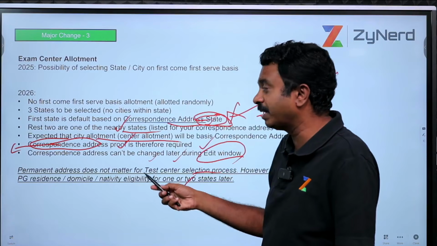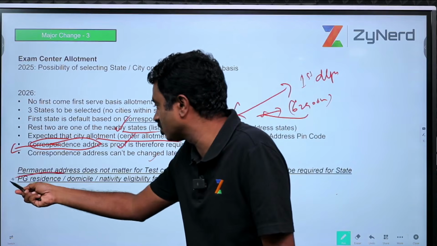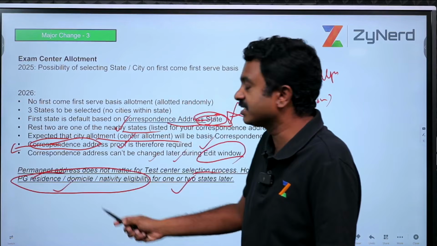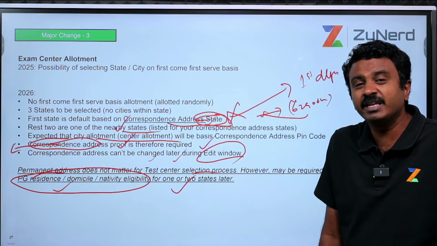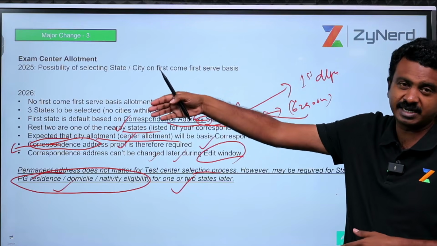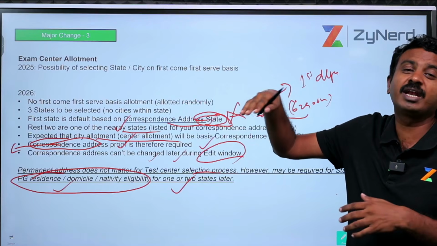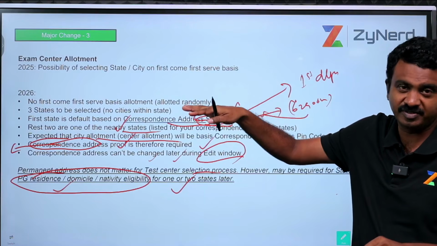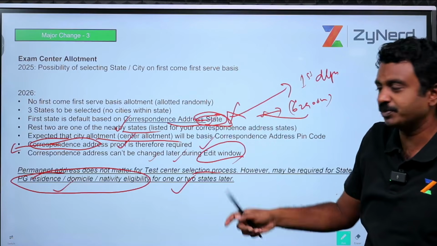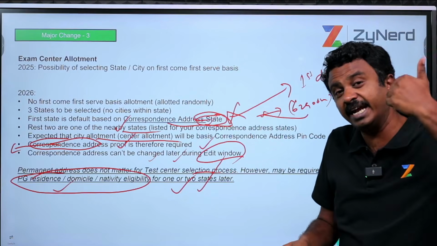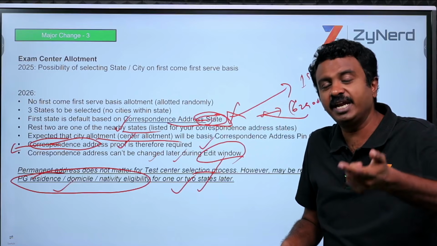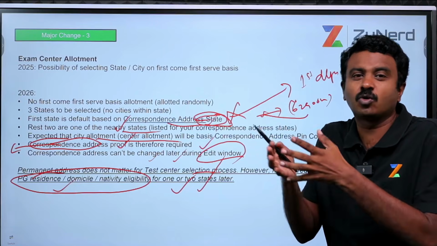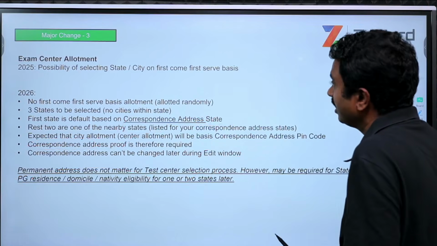For PG, permanent address may be a reference as far as your PG residence base. Let us say you belong to the state of West Bengal, then they might say that you should have put your permanent address as West Bengal to claim nativity of West Bengal or residence of West Bengal later when you are attending West Bengal. So please put your permanent address for later counseling, right? For later counseling state quota preference requirement, not for this.